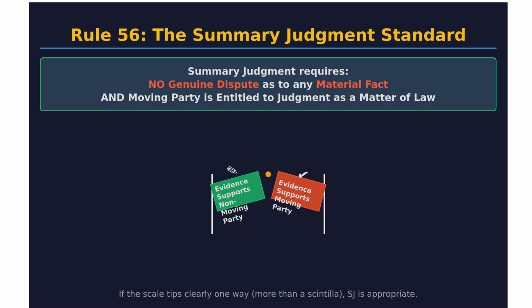If a fact is irrelevant to the legal claims, resolving a dispute over it will not change the result, so it is not material. Second, what constitutes a genuine dispute? A dispute is genuine only if the evidence is such that a reasonable jury could return a verdict for the non-moving party. This means the evidence presented must be more than a mere scintilla, a tiny trace, of evidence. If the evidence clearly tips the scales in favor of one side, summary judgment is warranted.